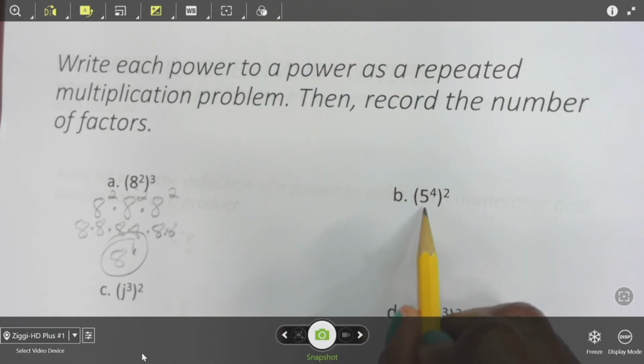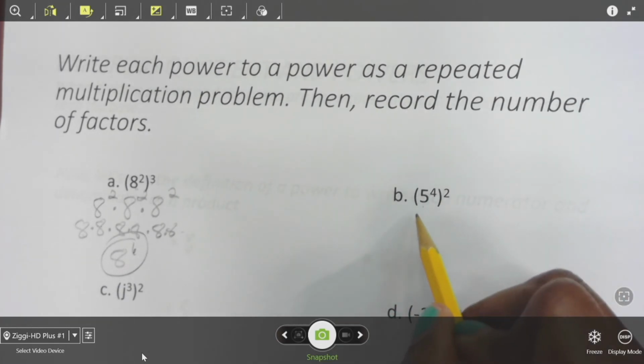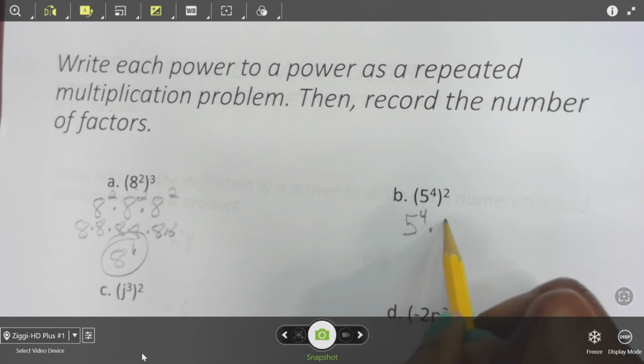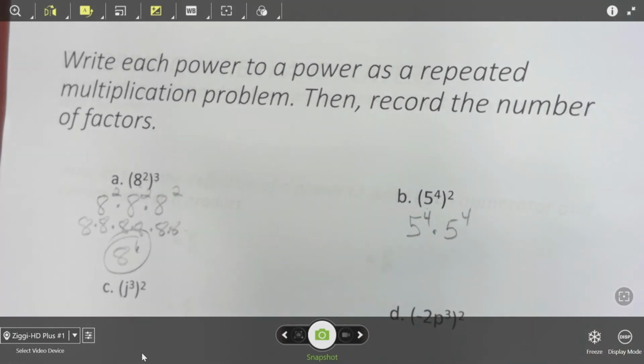So we have 5 to the 4th, 5 being raised to the 4th power, and then being raised to the 2nd power. So we have 5 to the 4th power times 5 to the 4th power, which becomes 5 times 5 times 5 times 5 times 5 times 5 times 5 times 5. 5 is our base. You got it. 8. It's 4 times 2 is 8. Okay.